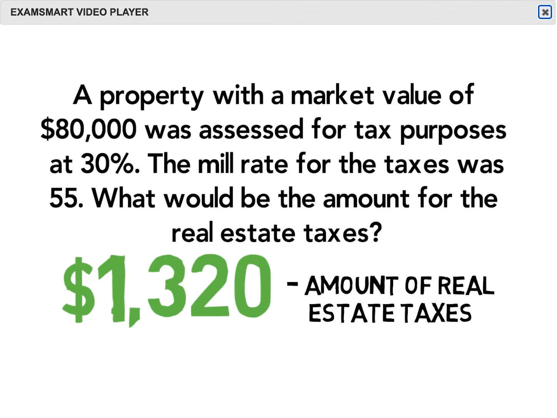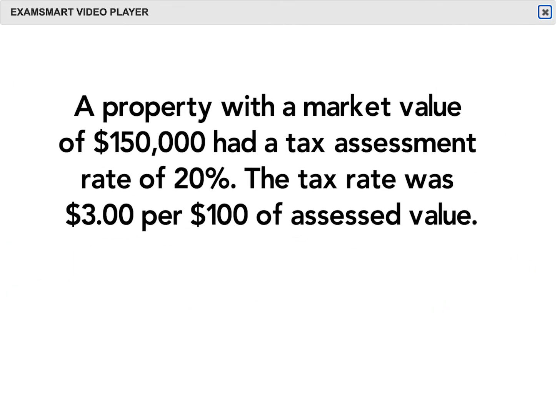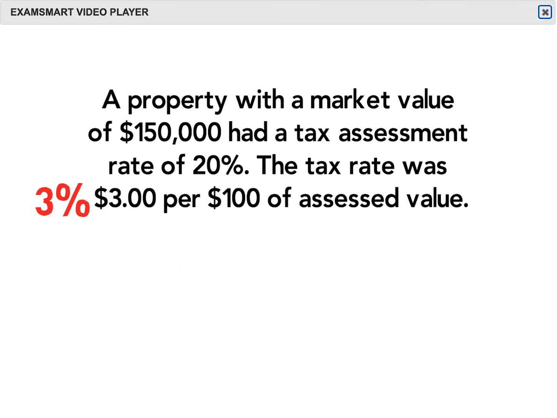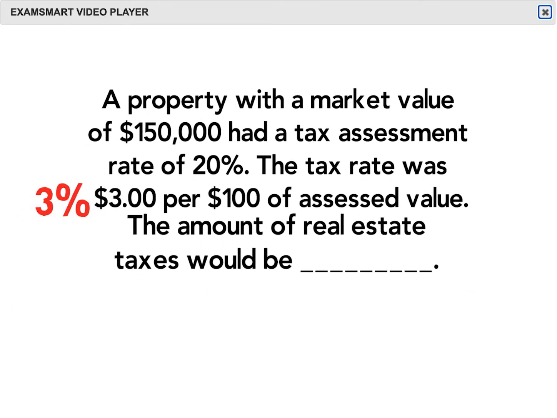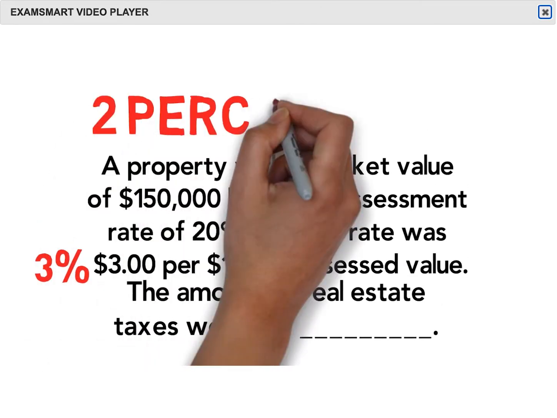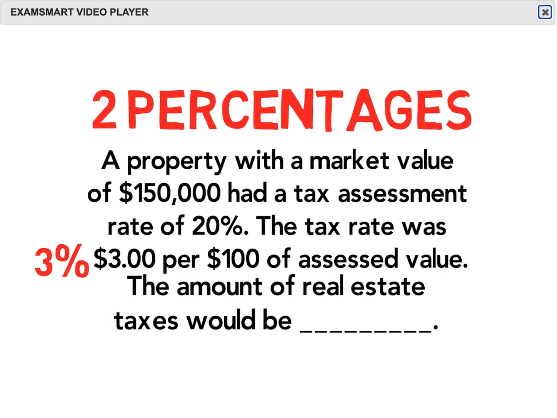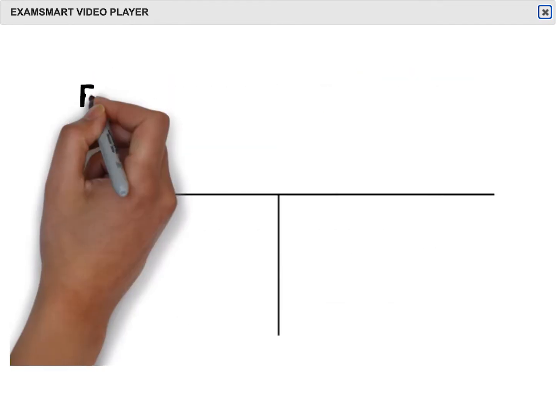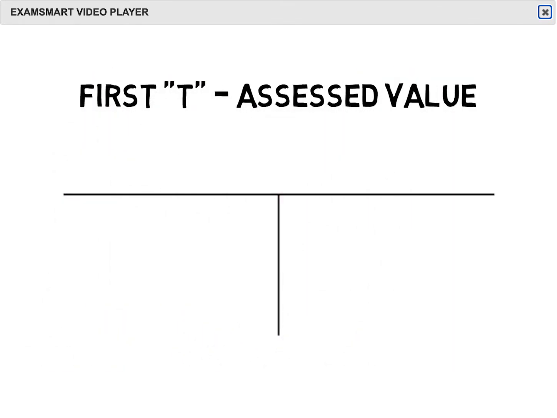A problem might say that a property with a market value of $150,000 had a tax assessment rate of 20%. The tax rate was $3 per hundred of assessed value. Per hundred means percent, so that's the same thing as 3%. The amount of real estate taxes would be, once again, they give us 2 percentages, which means I draw 2 T's. Let's begin with the first T and figure out the assessed value.